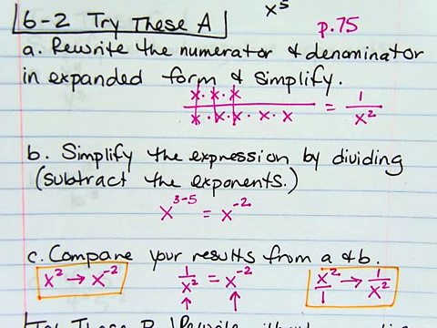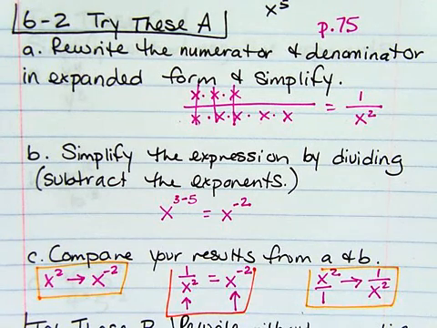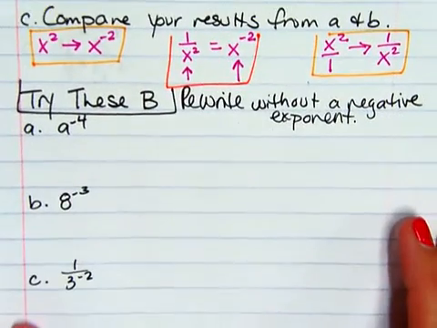So I'm sorry, reciprocal seems to be a little bit confusing because we are not flipping the fraction. We are not flipping the fraction in this form. We're rewriting it in a different form. Okay, they're equal. All right, so let's go ahead and talk about the Try These B.